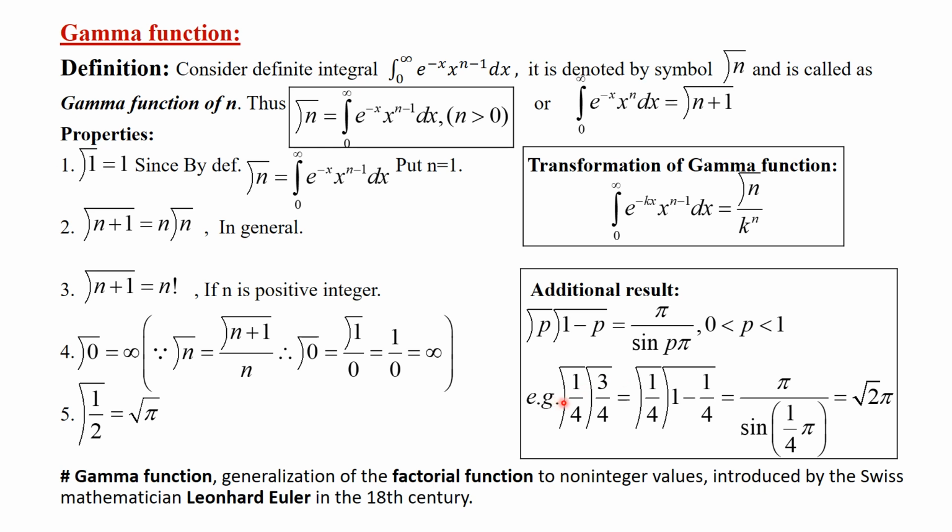So look at the example, gamma of 1 by 4 into gamma 3 by 4. We can calculate it as gamma 1 by 4, write 3 by 4 as 1 minus 1 by 4, and hence using p is equal to 1 by 4, p into gamma of 1 minus p, where p is equal to 1 upon 4, and hence pi upon sine p pi, that is pi by 4. Since the value of sine pi by 4 is 1 upon root 2, the expression comes out as root 2 pi.